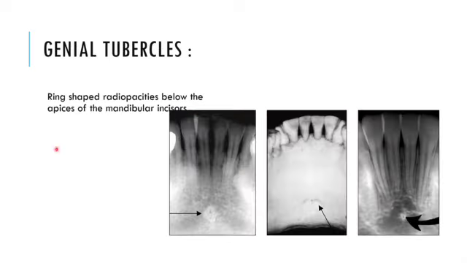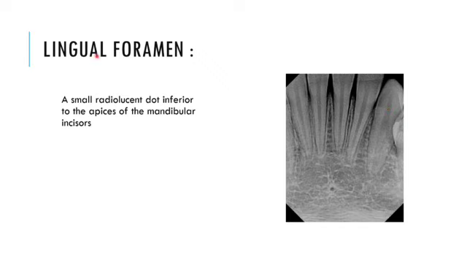So next is the genial tubercle. Genial tubercle is a ring-shaped radiopacity which is below the apices of the mandibular incisors. So when you make a mandibular incisor projection, we tend to see this genial tubercle. Next is the lingual foramen. It is a small radiolucent dot which is inferior to the apices of the mandibular incisors. So this is the lingual foramen we can see in the mandibular incisor projection.